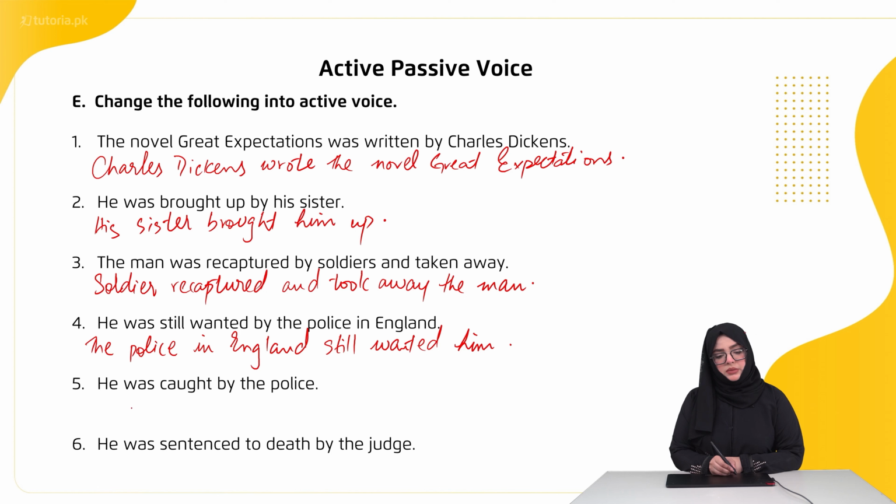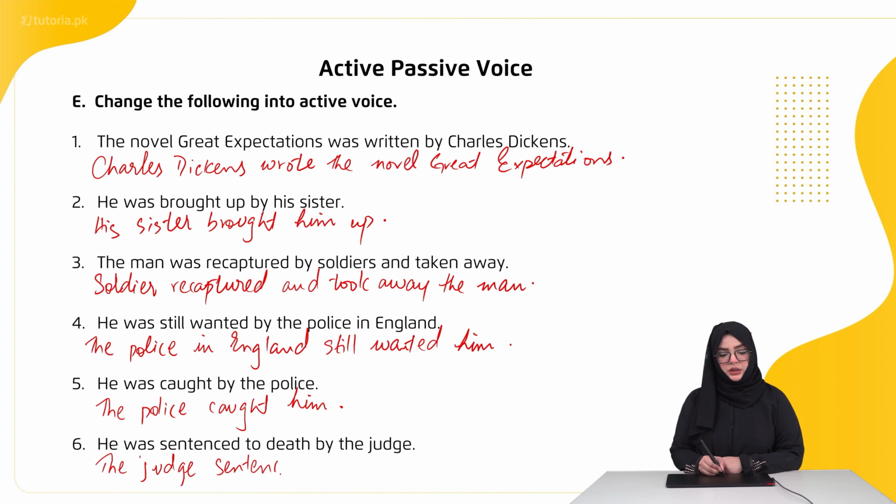Fifth is he was caught by the police. The police caught him. Sixth is he was sentenced to death by the judge. The judge sentenced him to death.